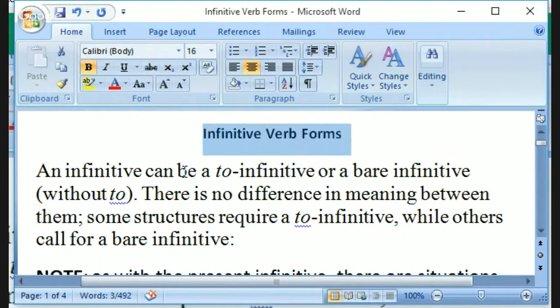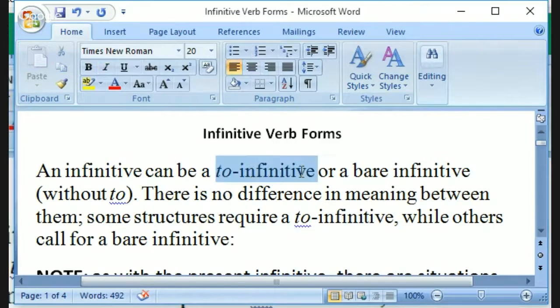All right, infinitive verb forms. Usually an infinitive can be the preposition to plus the infinitive, but we also have what's called a bare infinitive, meaning there is no to, just a verb. There is no difference in meaning or functionality between these two forms. However, some structures, usually verb structures, require a to infinitive, while others call for a bare infinitive.